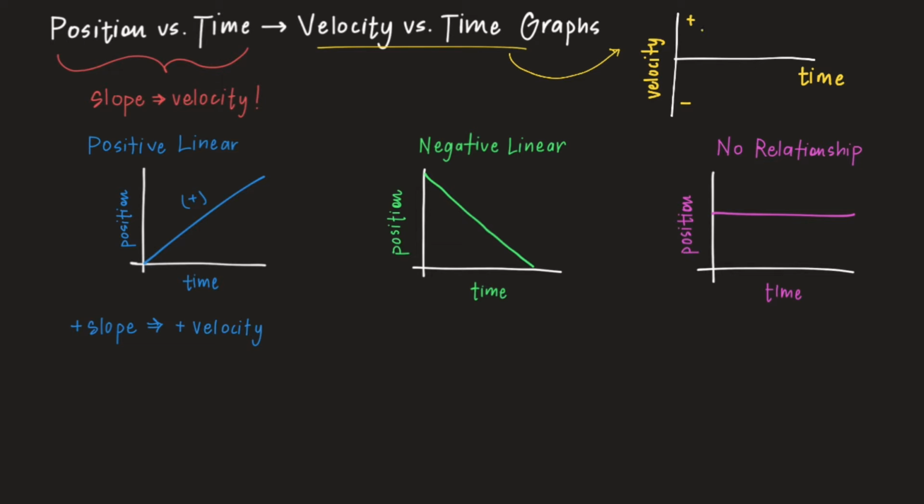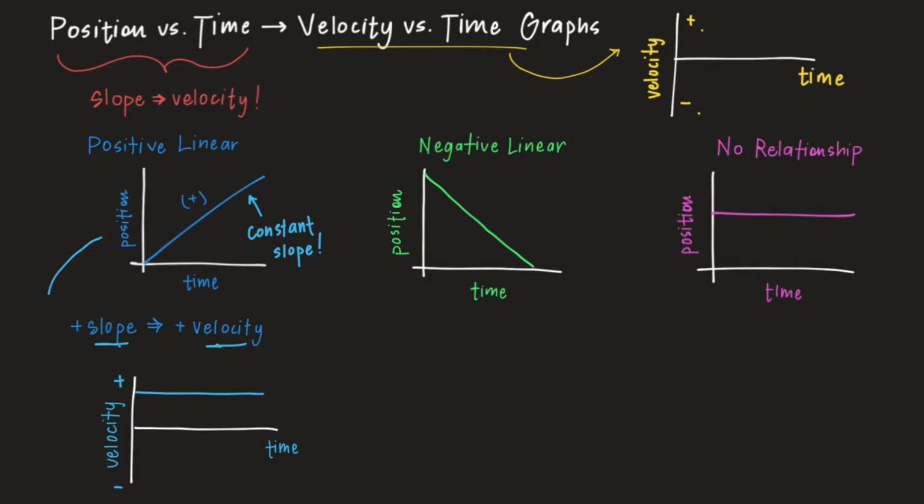So our positive linear position versus time graph, if we translate that into a velocity versus time graph, well, we have a positive constant slope, which tells us that we have a positive constant velocity, right? That slope is constant, it's not changing. So our positive slope is going to be a positive velocity again, and it's going to stay constant, which means that we're going to be on the positive side of this graph. Our velocity is just a constant positive value. Our velocity isn't changing because our slope isn't changing. Okay, so that's how we translate between position versus time to velocity versus time graphs.